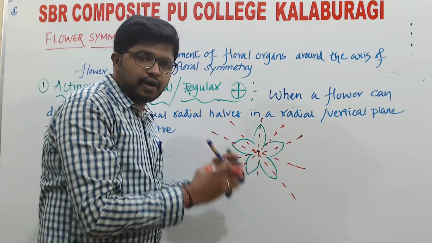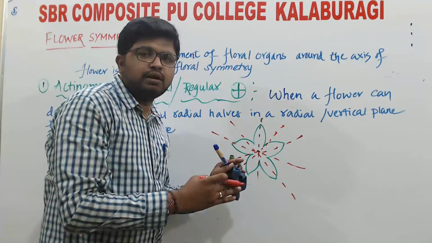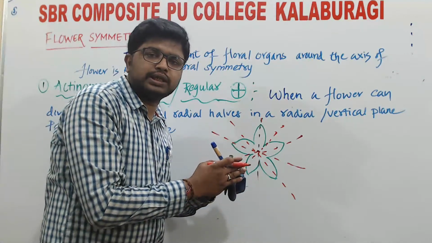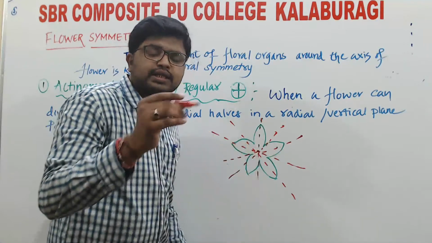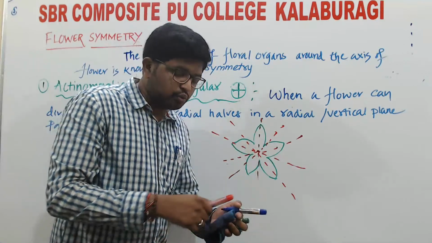So when you cut a flower by a radial plane or a vertical plane passing through the center, it should give you two halves. Okay, two halves. Such flowers we call actinomorphic flowers.